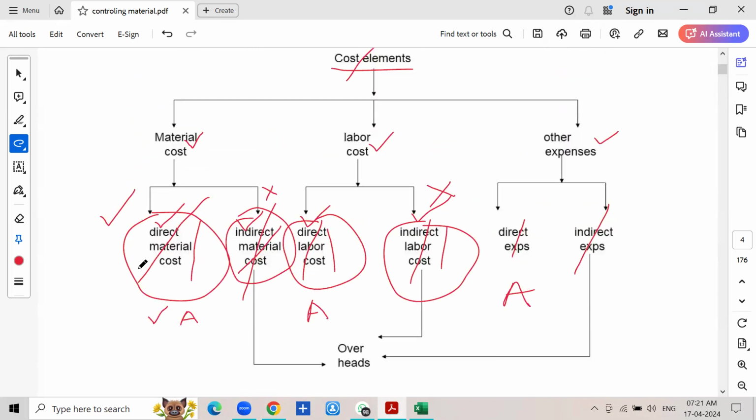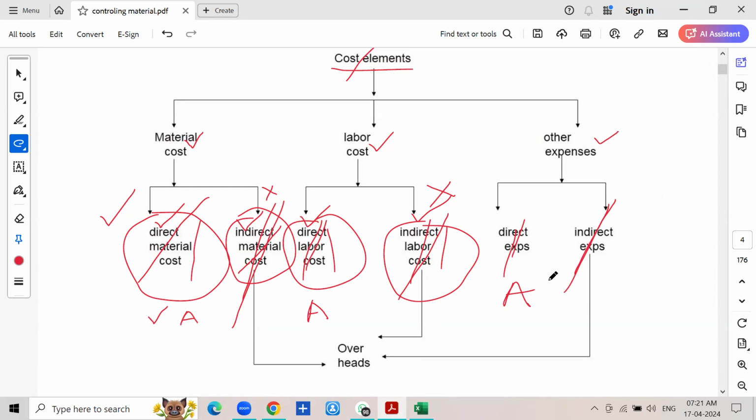We have to analyze direct material cost, direct labor cost, and direct expenses, because they occupy a larger portion of the total cost of the product. It is not economically feasible to analyze indirect material cost, indirect labor cost, and indirect expenses individually, because they occupy a very small portion of the total cost of the product.